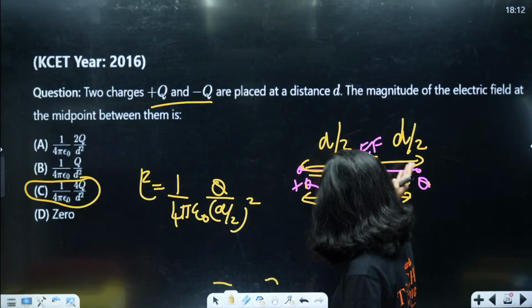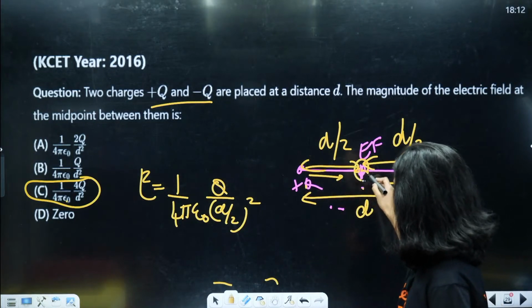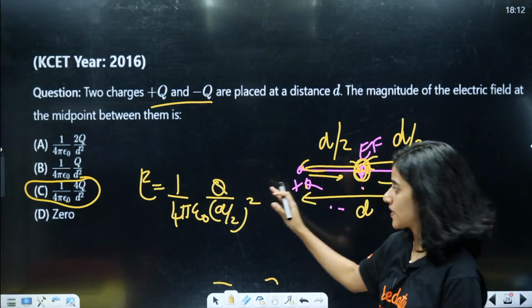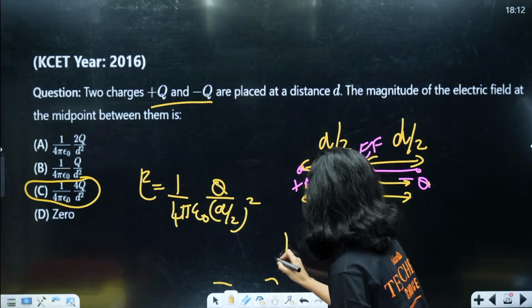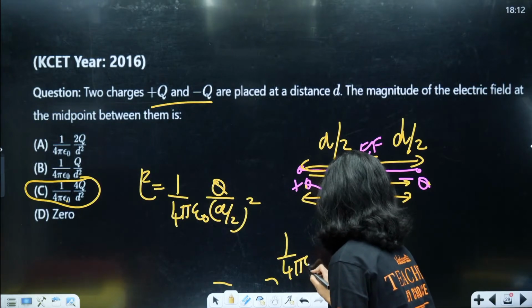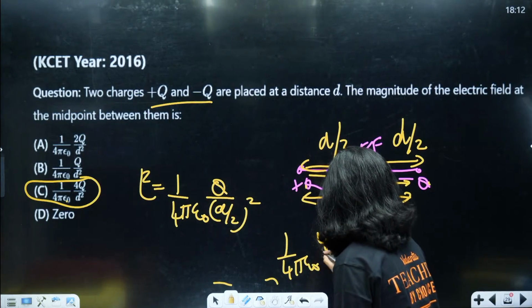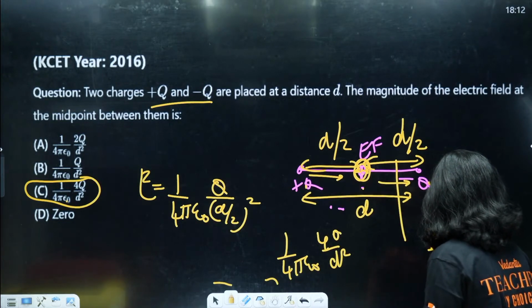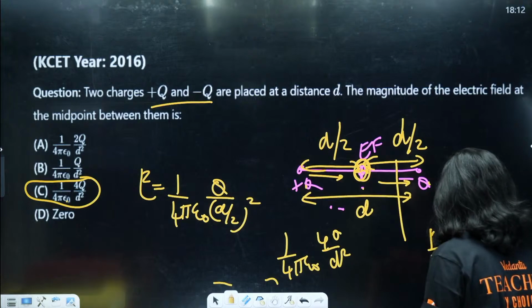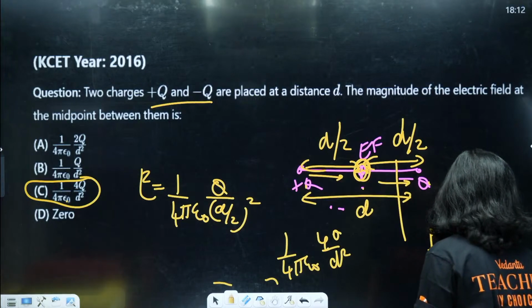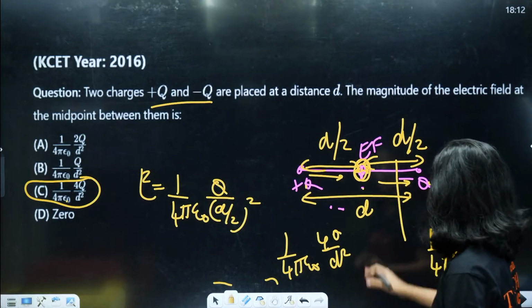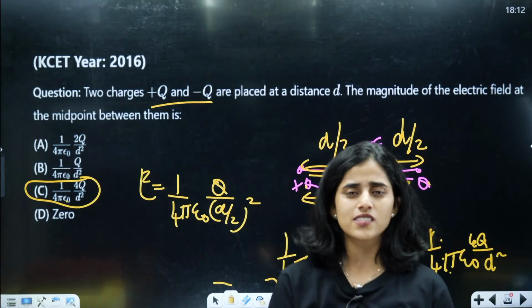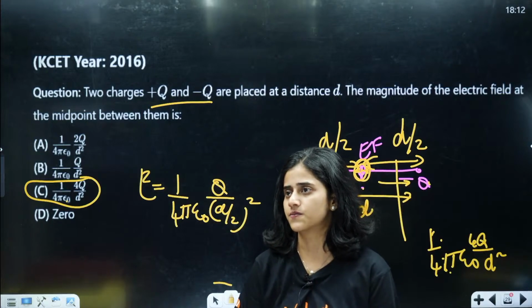Both the charges are affected, but at the midpoint, the effect on both sides is the same. On this side, you have 1 by 4 pi epsilon naught 4q by d square. On this side also, you have 1 by 4 pi epsilon naught 4q by d square. Both together give the total, but you only need to find out how much the electric field is affected.